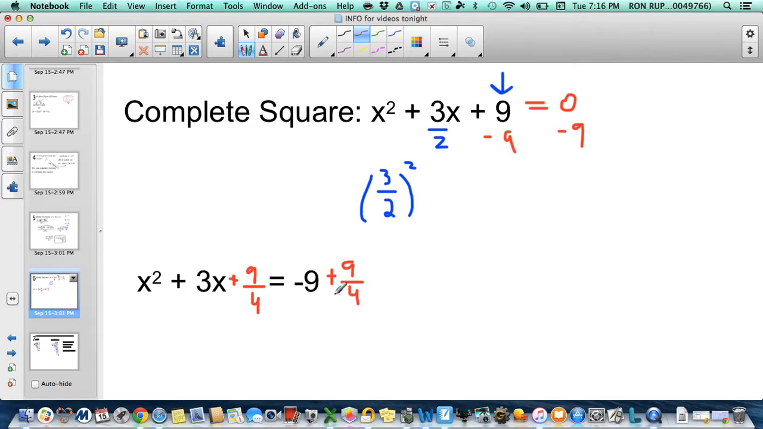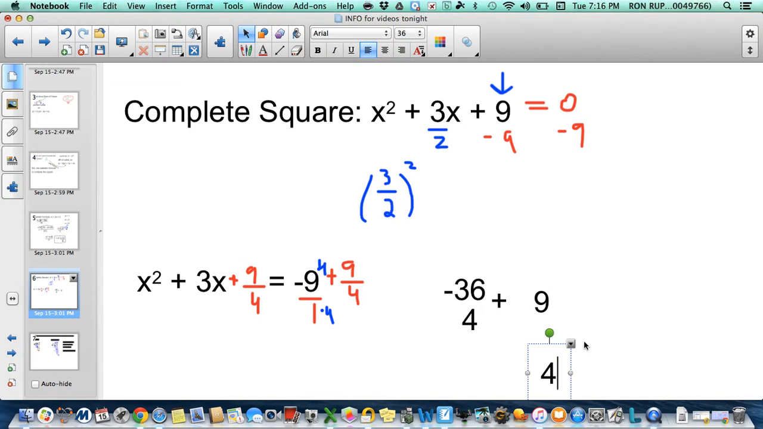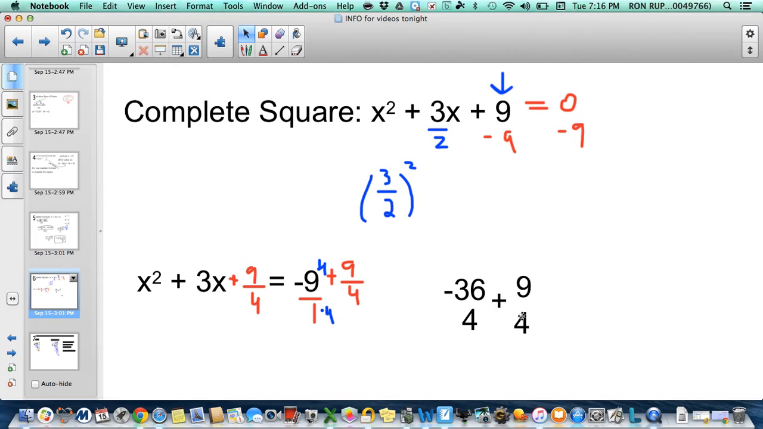And so negative 9 plus 9/4. Well, negative 9 over 1, we've got to get a common denominator here. So we're going to multiply this by 4. And so we end up getting negative 36 over 4 plus 9 over 4. That's going to give me negative 27 over 4. And that is super helpful.